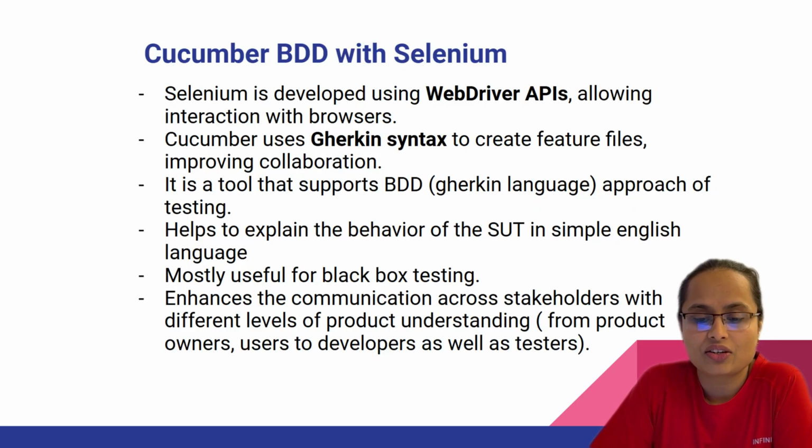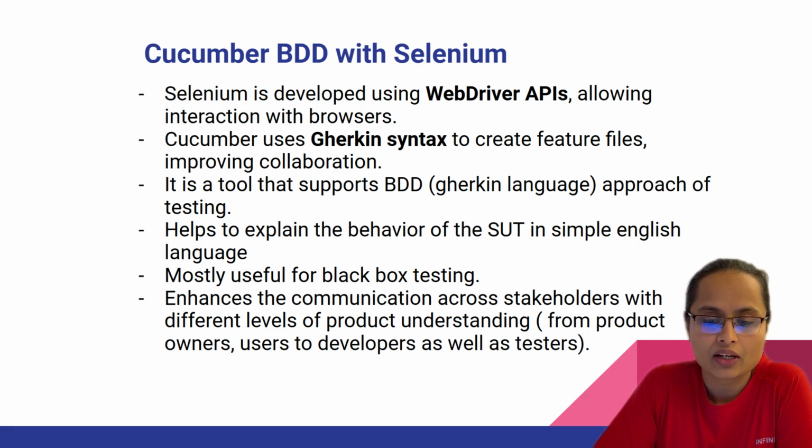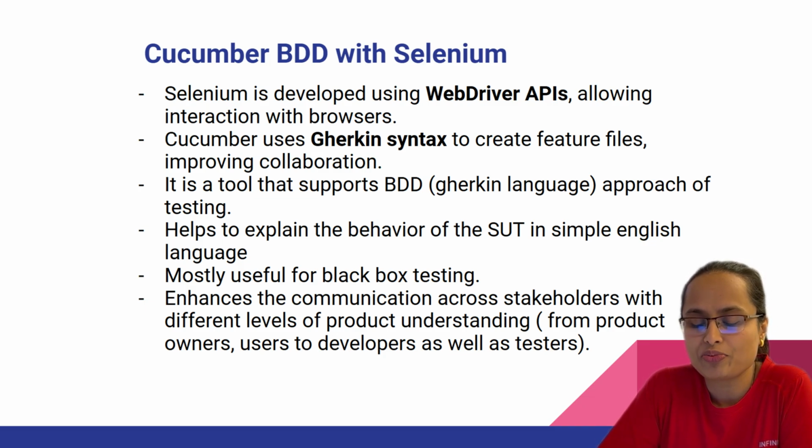The main characteristics of this tool go like this. Cucumber allows writing test scenarios in Gherkin language, which is simple and easily understandable by both technical and non-technical stakeholders. Selenium is used for automating web browser interactions. It supports multiple languages such as Java, Ruby, and Python.